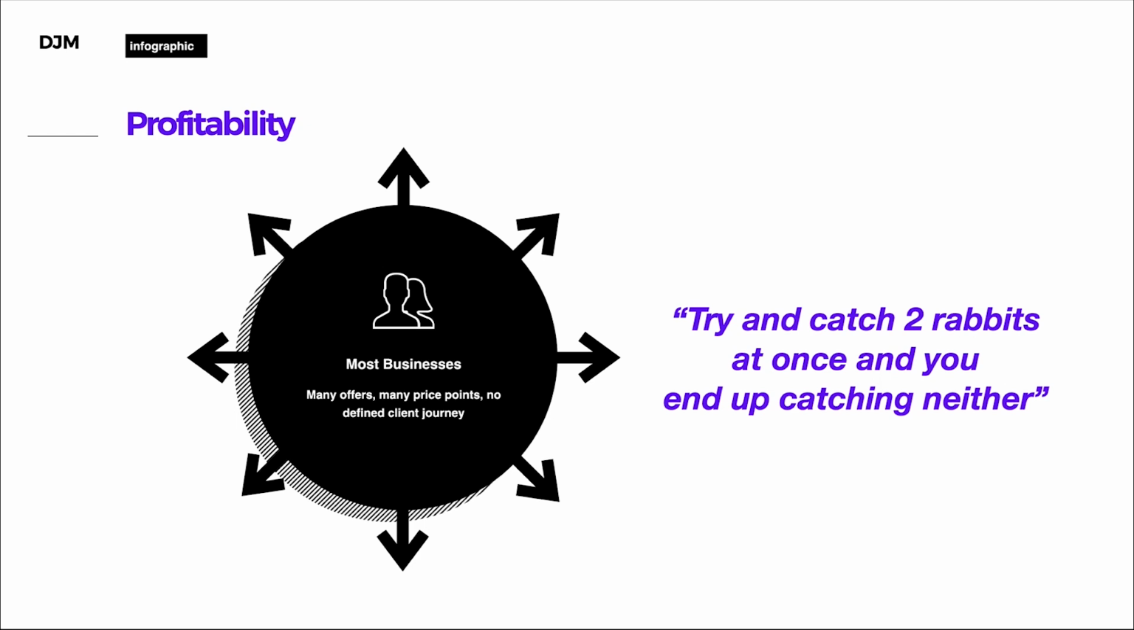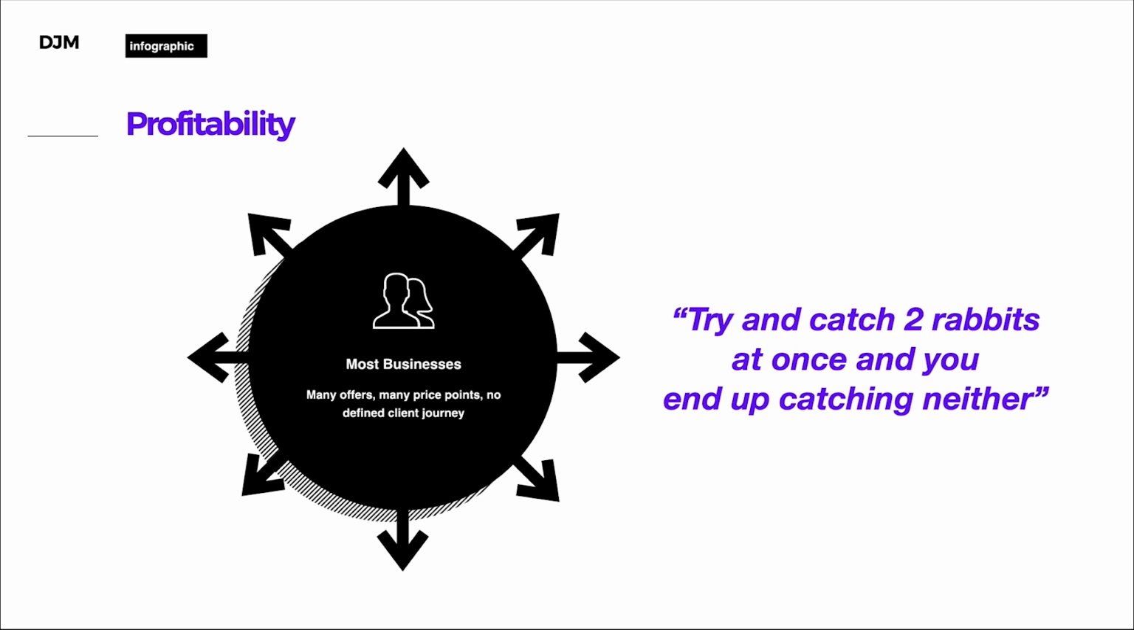Most businesses look like this. They have many offers, they have many price points, and they have no clear defined client journey. They don't know what's happening with their clients. As far as offers go, they see kind of what people ask of them, and they decide, yeah, I can do that. And then someone else asks them for something else, and they say, yeah, I can do that too. And what's happening is they're being pulled in so many different directions. And the old adage says, try and catch two rabbits at once, and you end up catching neither.